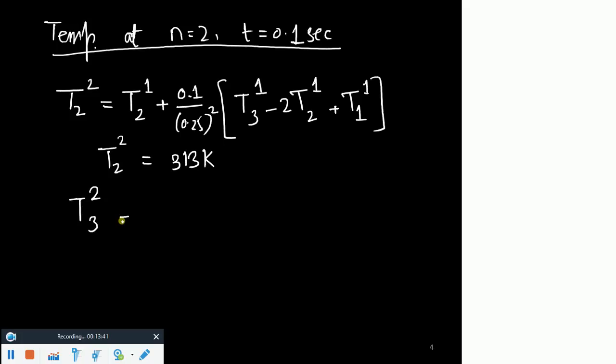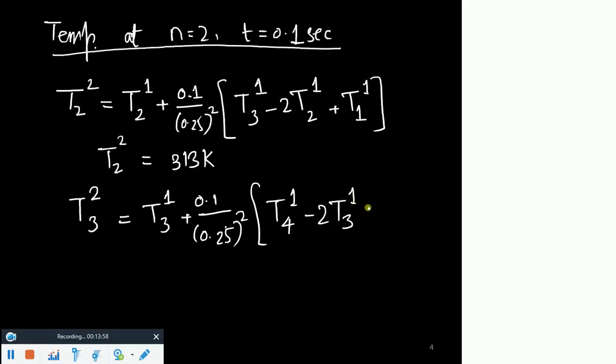So this is T3,2. This should be T3,1 plus 0.1 over 0.25 squared times T4,1 minus 2T3,1 plus T2,1. Oh, sorry, yes, this is plus. So can you please give me the number? This comes out to be still 273 Kelvin.